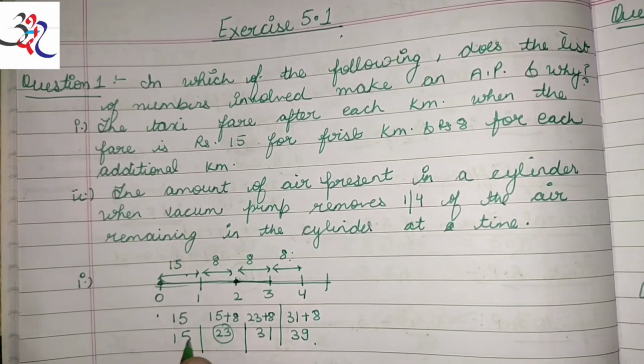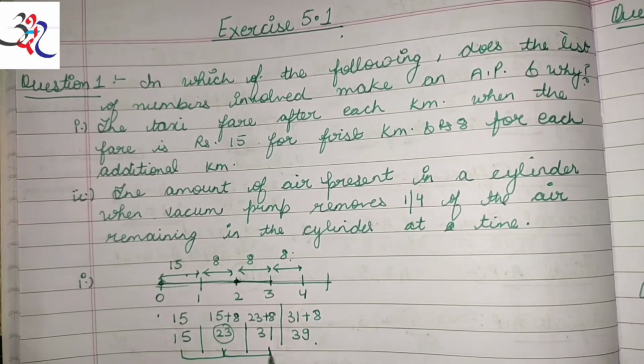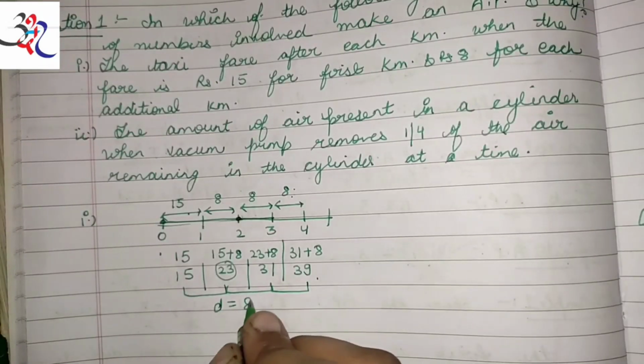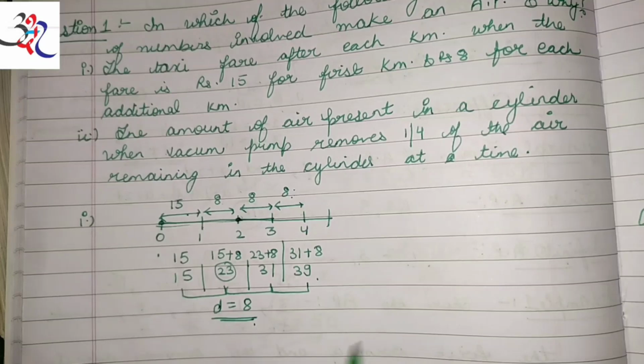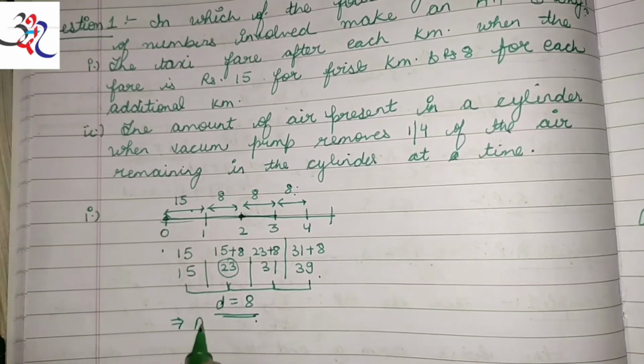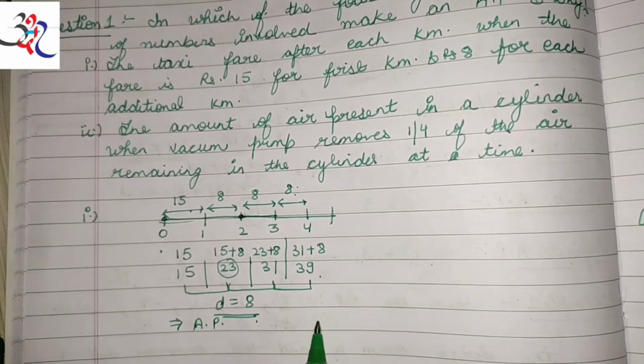So by seeing only, you can easily see that the common difference small d is equal to 8 in this question. That means this part is forming an AP.